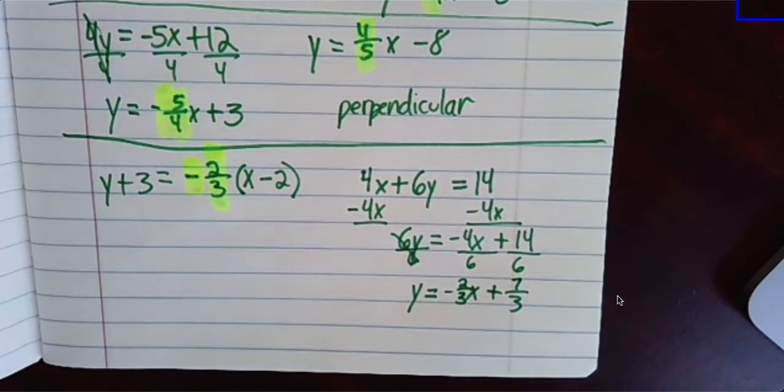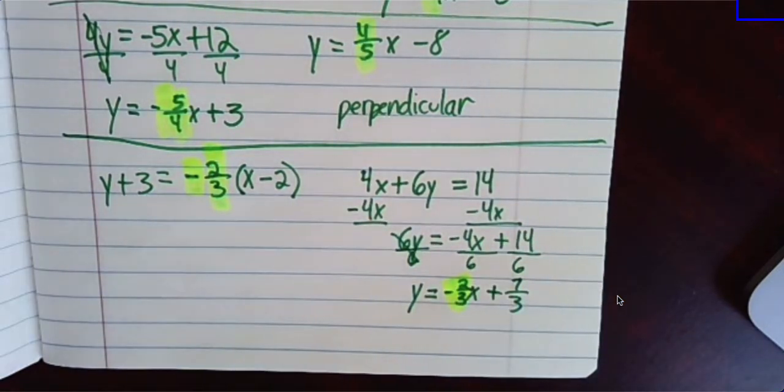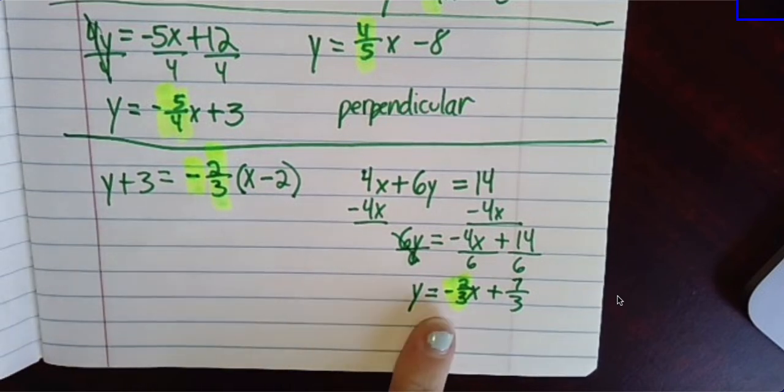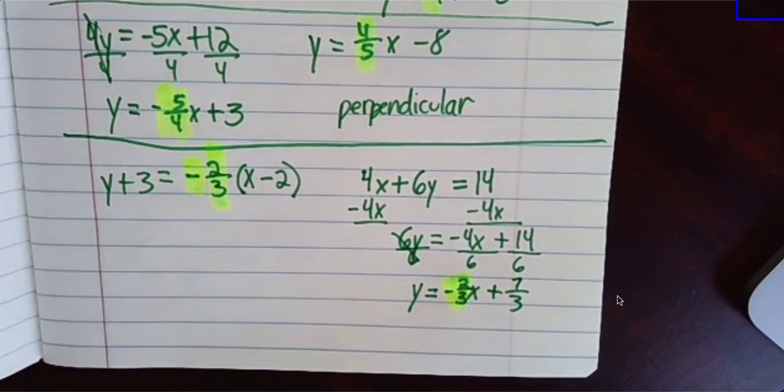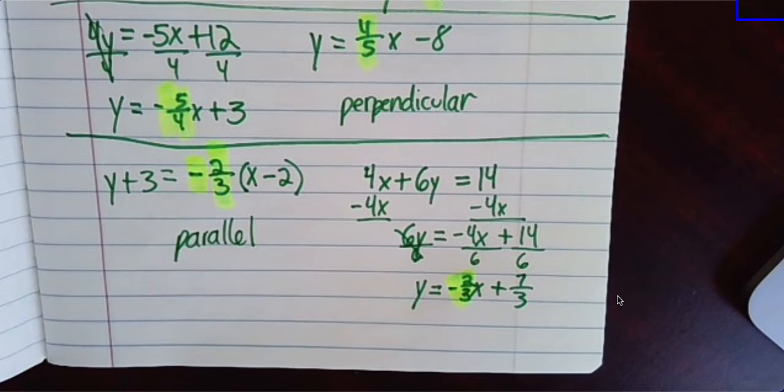But what do I notice about my slopes? They're different. Negative 2/3 and what? Negative 2/3. Oh, sorry, I was looking at my paper. Okay, they're the exact same. So what do we call this? Parallel.